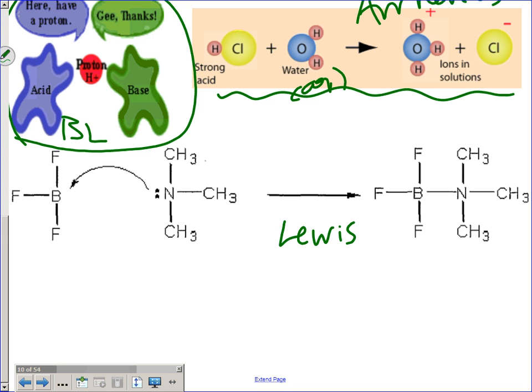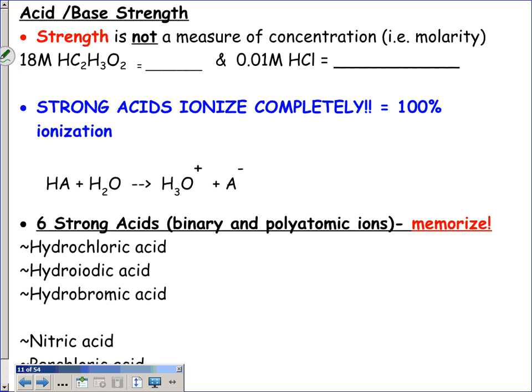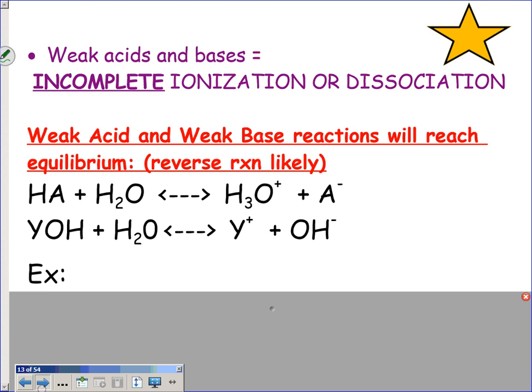Can I move on? All right, so let's apply the definition of Bronsted-Lowry acids and bases. On your sheet of paper, you're going to see something with conjugates. I'll come right back here. I got to go to my conjugates.